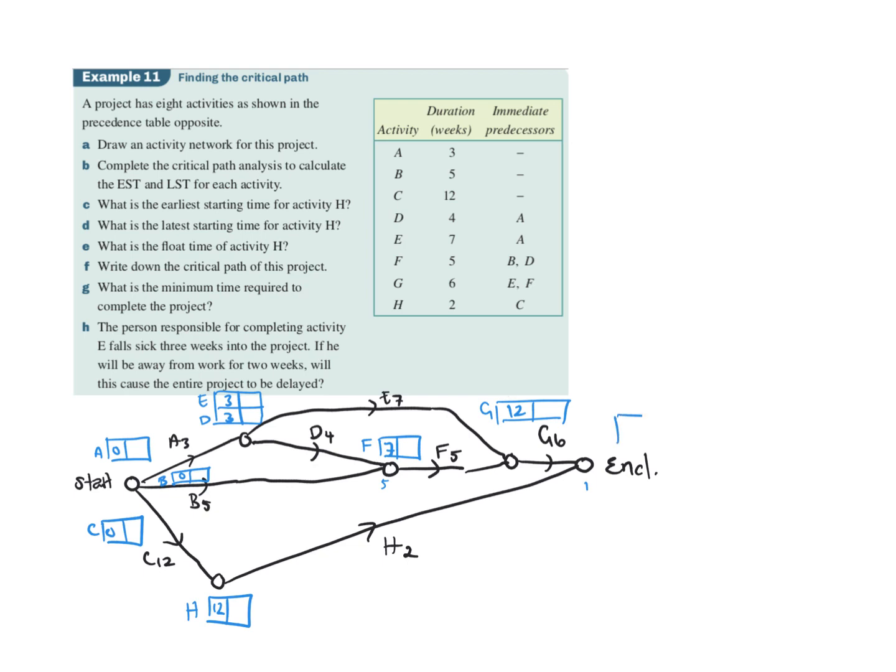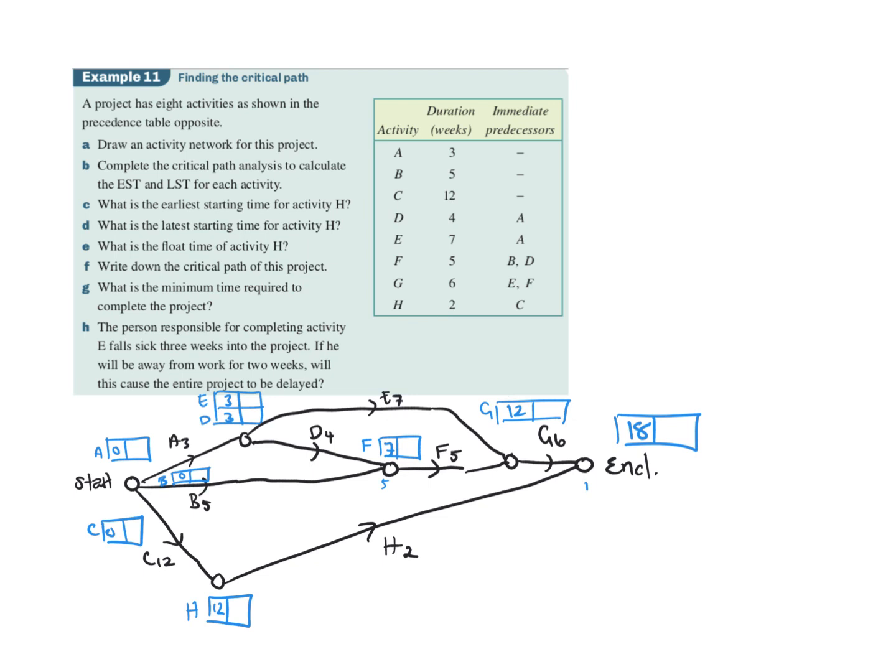And then we get to the end. Now, the end of the G way would be 12 plus 6, so that would be 18. But I'm just going to check here. If I went the H way, it'd be 12 plus 2, which is 14. So 18 is the bigger number, and I'm putting that in.